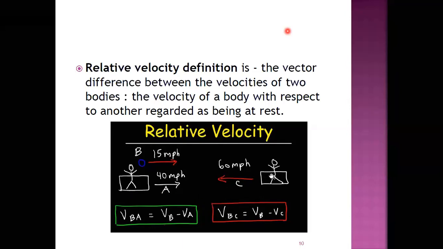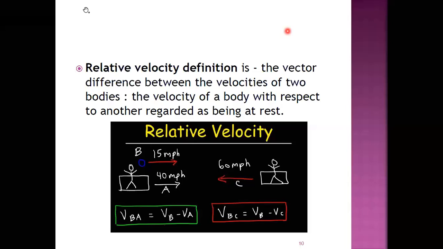Suppose you take one more example here. Again this man is moving in this direction. What is the velocity of body B with respect to body C, that is VB minus VC? What is VB? 15. What is VC? 60. Therefore 15 minus 60. One more example I will give.